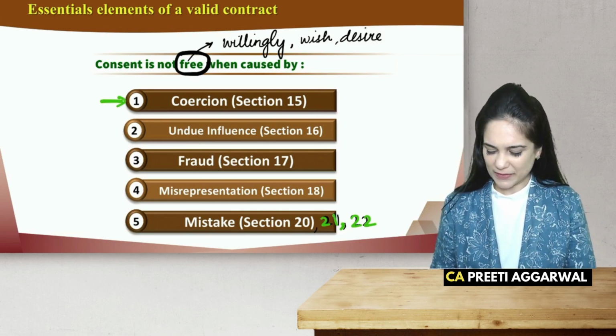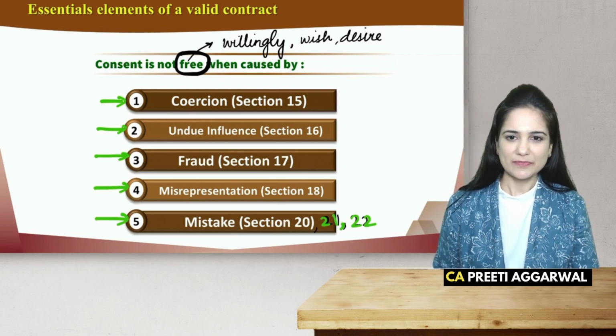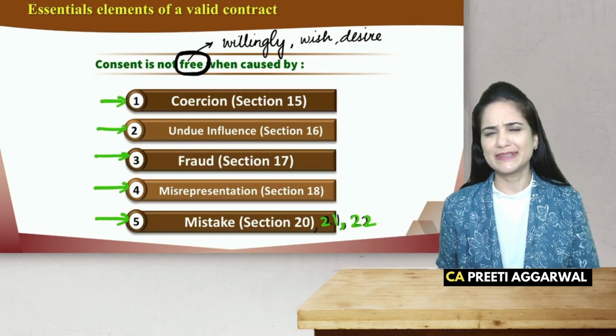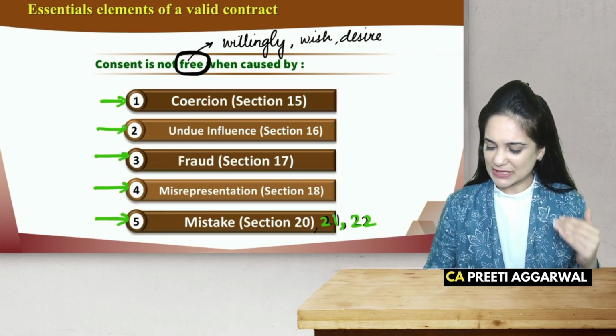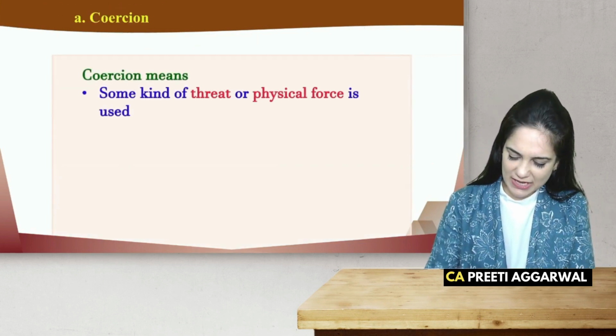So coercion, undue influence, fraud, misrepresentation, and mistake. Now, students, we are going to discuss this in detail in Unit 3. So I'm not discussing anything in detail now. We are just going to discuss the meaning of these terms. So consent is not free when it is caused by coercion, section 15.